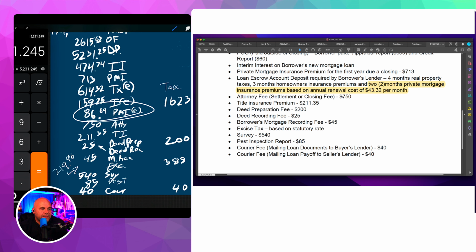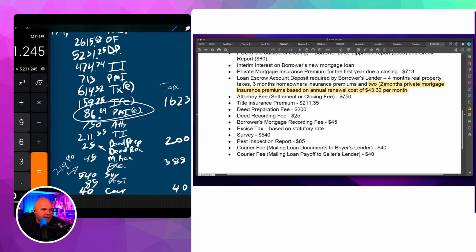Mortgage recording fee for the borrower, $45, another one for them to pay. Excise tax, I came up with $388. Any disagreement there? Okay, I'm looking at faces. I'm assuming you're good.